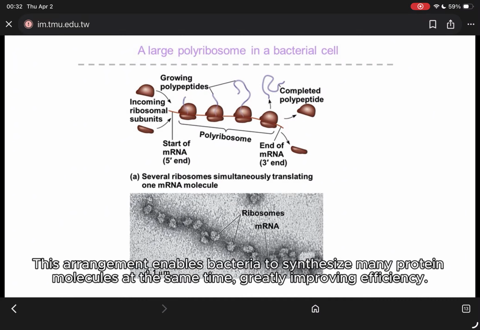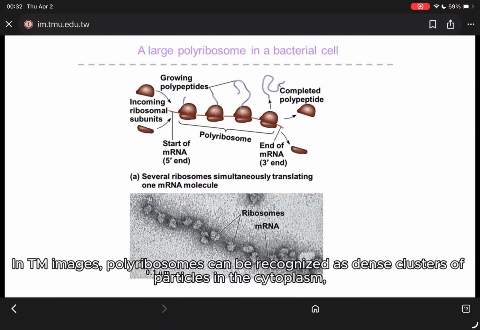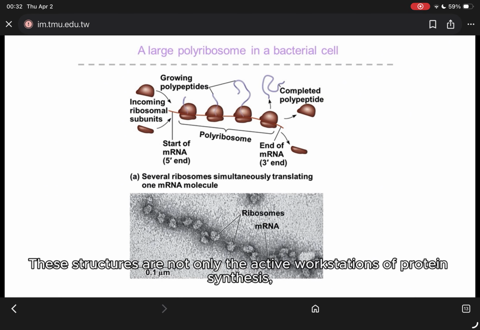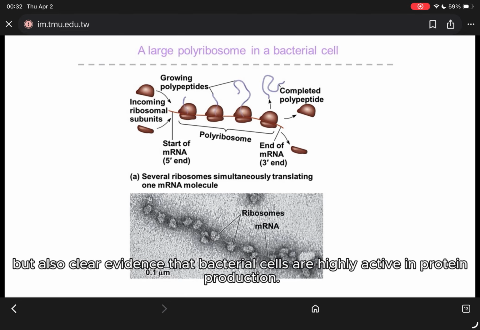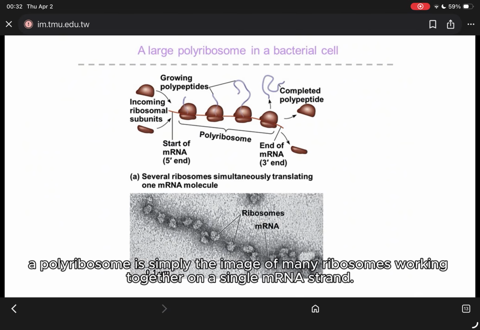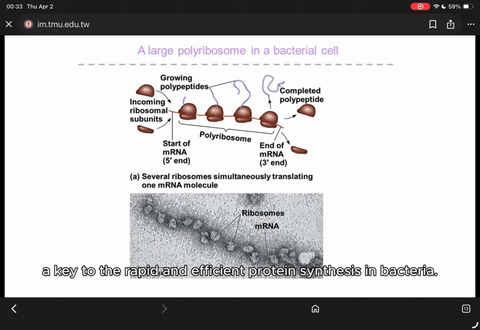This arrangement enables bacteria to synthesize many protein molecules at the same time, greatly improving efficiency. In TEM images, polyribosomes can be recognized as dense clusters of particles in the cytoplasm, in contrast to single ribosomes scattered throughout. These structures are not only the active workstations of protein synthesis, but also clear evidence that bacterial cells are highly active in protein production. In summary, a polyribosome is simply the image of many ribosomes working together on a single mRNA strand. And thanks to TEM, we can directly visualize their necklace-like arrangement, a key to the rapid and efficient protein synthesis in bacteria.